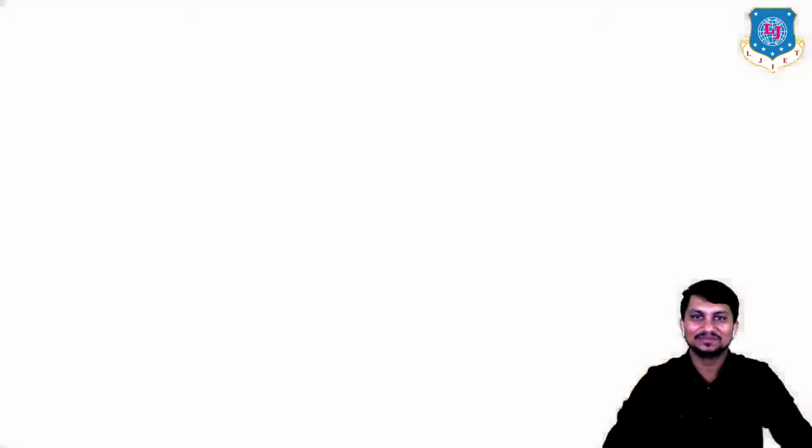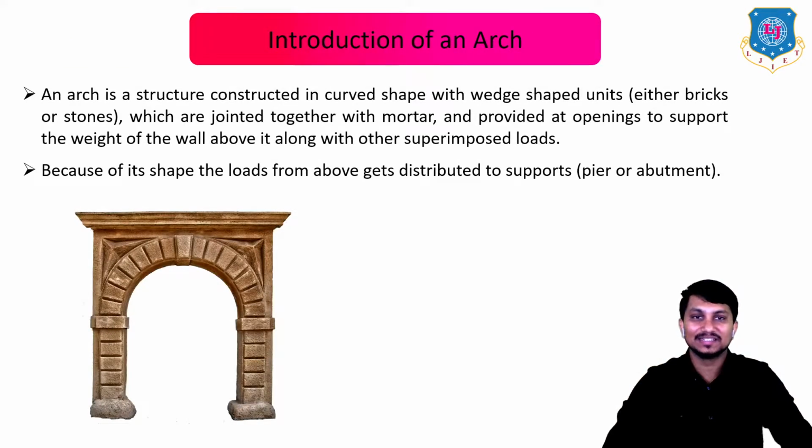So let's begin. First of all, we will see what is an arch. An arch is a structure constructed in curved shape with wedge-shaped units, either bricks or stones, which are jointed together with mortar and provided at openings to support the weight of the wall above it, along with other superimposed loads. Because of its shape, the loads from above get distributed to the supports, or you can say to piers or abutments. This is called an arch.